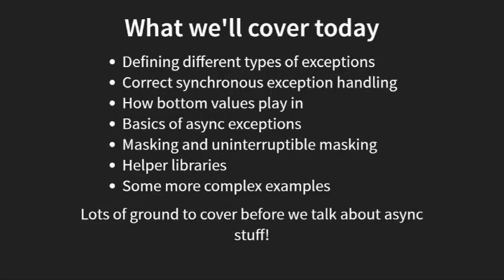So what are we going to cover today? We are going to be looking at the different types of exceptions that exist and trying to define them. We're going to talk about what it means to have correct synchronous exception handling. We're also going to talk about pure code and bottom values, undefined, those kinds of concepts, and see how that plays in, because there's a lot of confusion about bottom values versus asynchronous exceptions. We'll get into asynchronous exceptions themselves, this concept of masking and uninterruptible masking, and we're going to tie things off by talking about helper libraries that can make this a whole lot easier, as well as look at a bunch of complex examples.